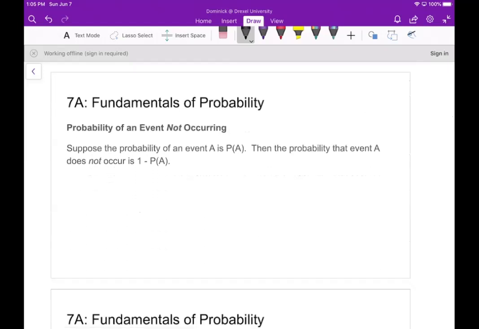Now, just as we've talked about calculating the probability of an event occurring, we can talk about, well, what's the probability of an event not occurring? Now, if we know that the probability of an event A is P of A, then the probability that A does not occur would be 1 minus that, right? So you're just taking sort of the opposite occurring, and that's exactly what's going on.